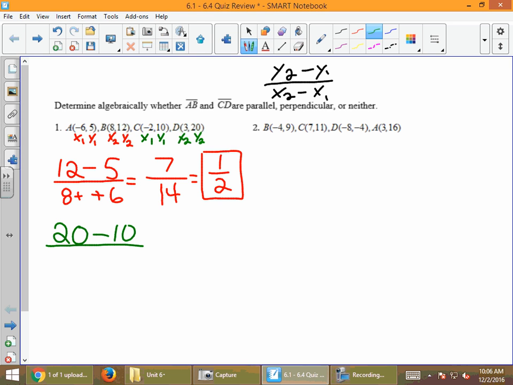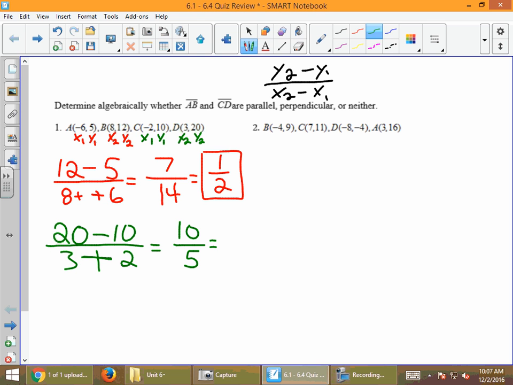So I got an x2 value of 3 minus an x1 value of negative 2. There's that minus and negative again. I think we know what's going to happen by now. 20 minus 10 gives me 10. Yeah, real easy there. And 3 minus negative 2 turns into a positive. 3 plus 2 is a 5.